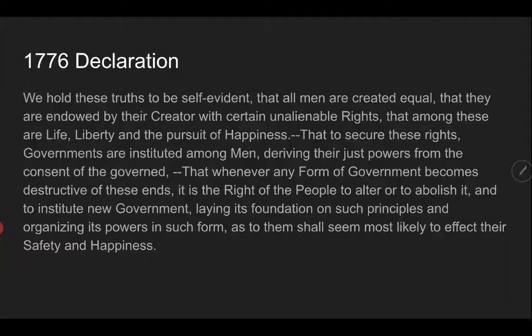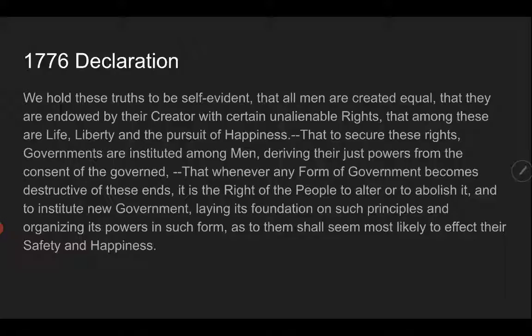These are the words that ring throughout history. For good or bad, they are what we look to for our inspiration. We hold these truths to be self-evident, that all men are created equal and that they are endowed by their creator with certain unalienable rights, that among these are life, liberty, and the pursuit of happiness, right? And to secure these rights, governments are instituted among men, deriving their just powers from the consent of the governed.